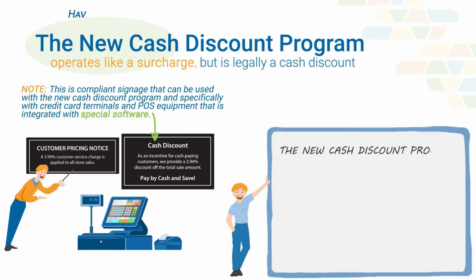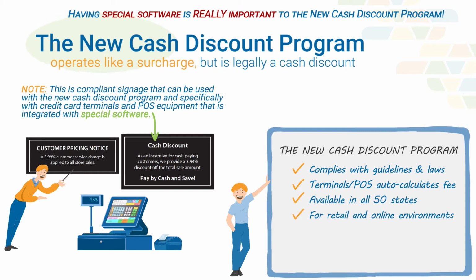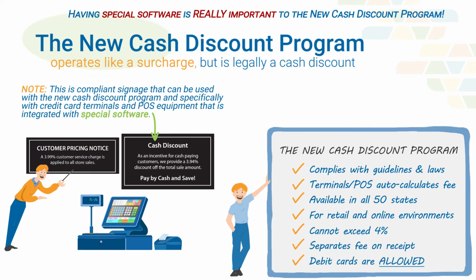These new cash discounting programs comply with federal laws and with Visa, MasterCard, and Card Association rules and regulations. It's permissible in all 50 states, and the program is able to be used for retail and online transactions. Debit cards are also allowed to be accepted with this program. Additionally, this cash discount program can be used both in a retail setting and in an online setting, as I mentioned.